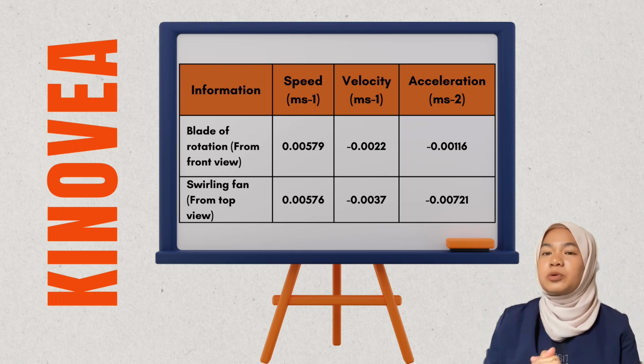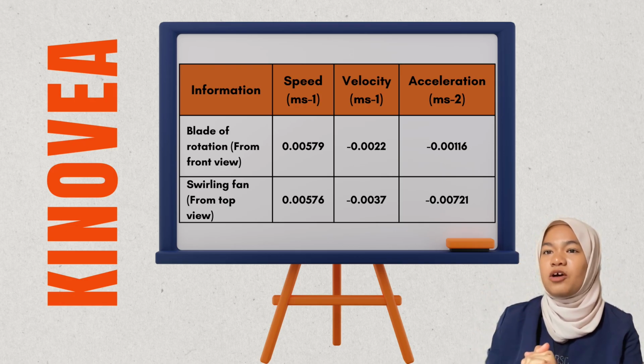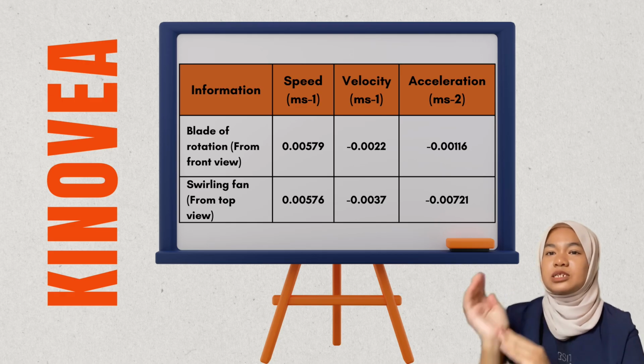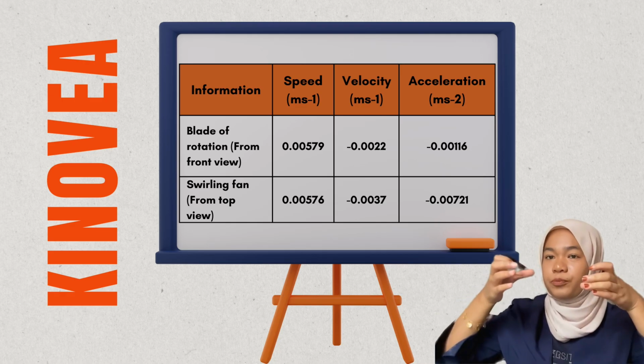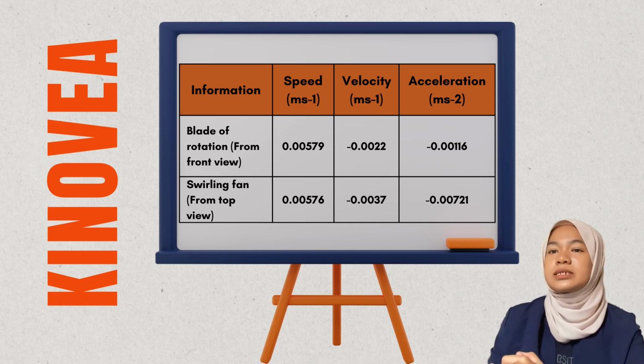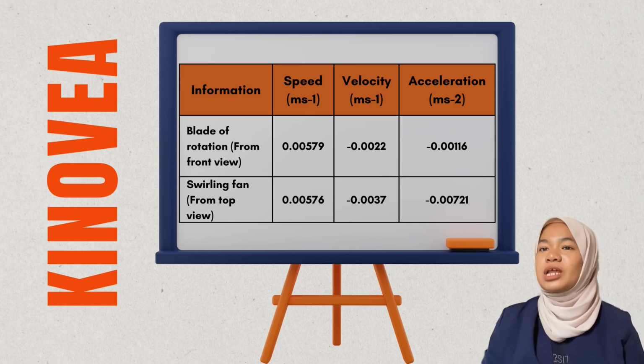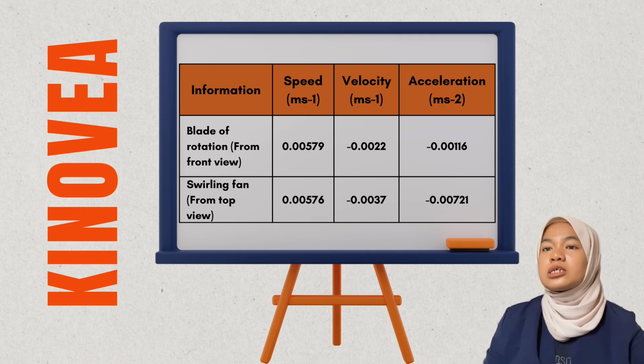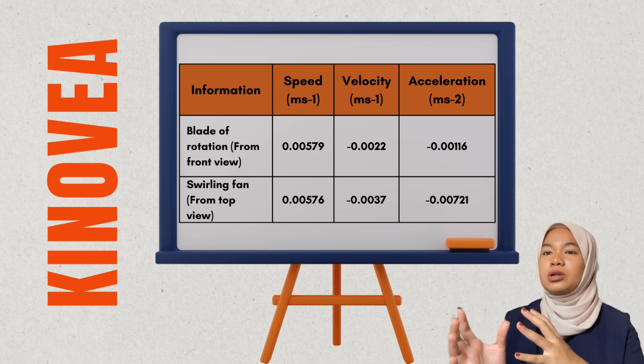We got the speed of 0.00579 and then the velocity of negative 0.0022, and then we got the acceleration of negative 0.00116. And then the next one is the swirling fan that we recorded from the top view. We got the speed of 0.00576 and then the velocity of negative 0.0037, and we got the acceleration of negative 0.00721. So this table of Kinovia analysis will be analyzed and then compared to the theoretical calculation next after this.